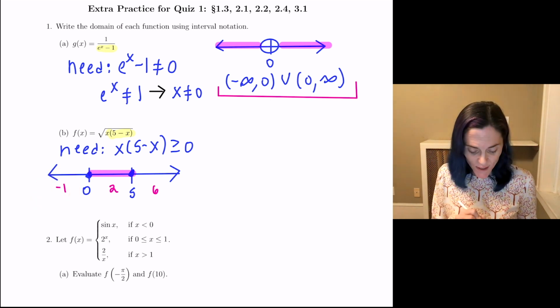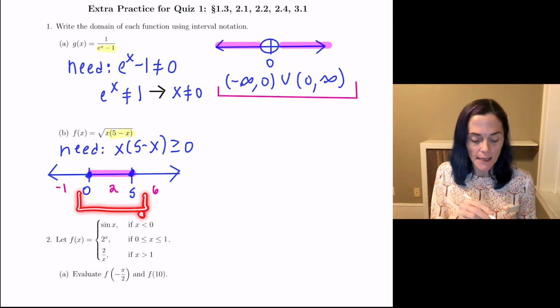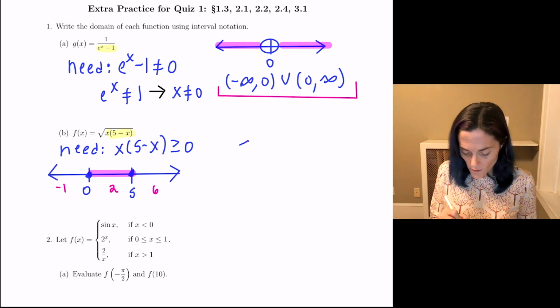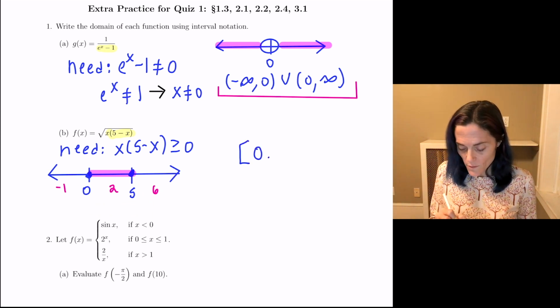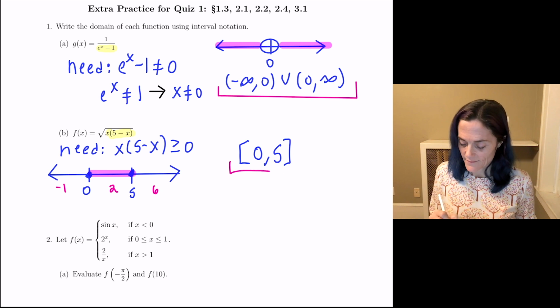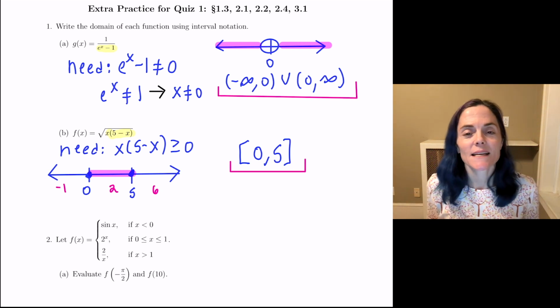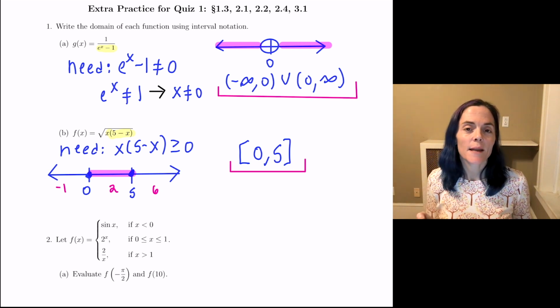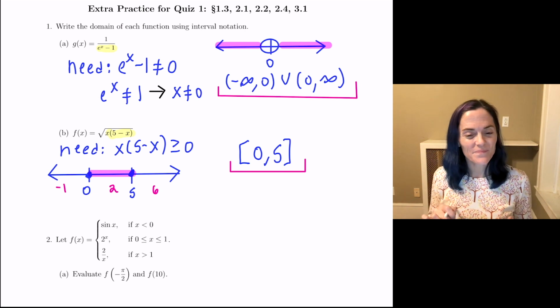And so my final answer is exactly what we're looking at. We have this closed interval, 0 to 5. This kind of question where we have inequalities, I think a number line can really help.